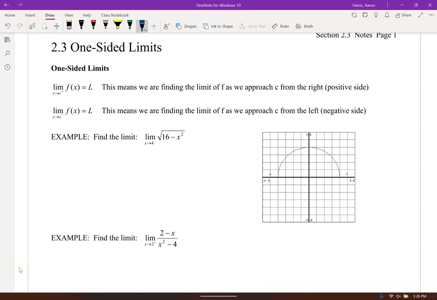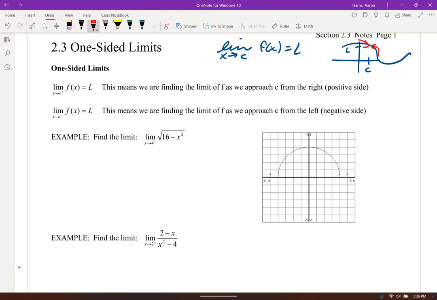Alright, so we've done overall limits. The limit as x goes to c of the function equals L, as long as we're agreeing, right? We can get arbitrarily close. We're agreeing from both sides. So this section, we're going to take a look at one-sided limits.